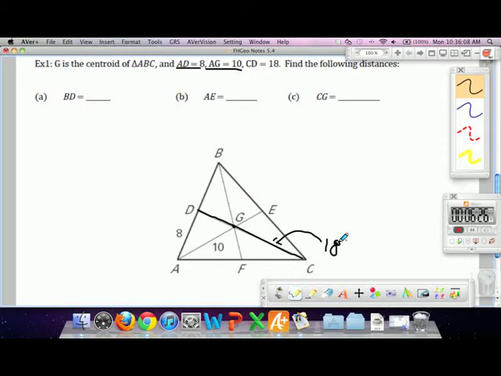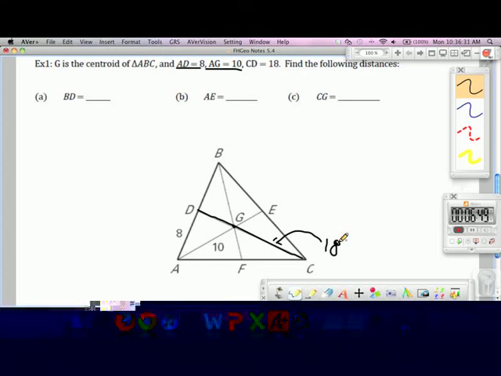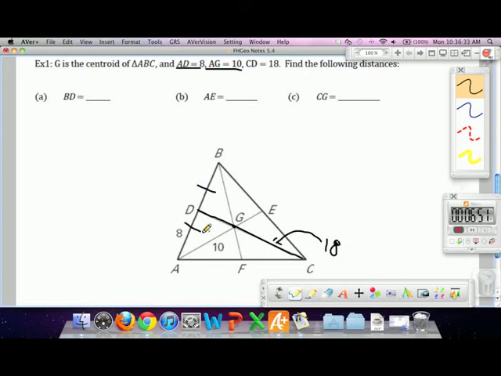What does the length of BD have to be? Someone says 8. Why 8? Because D is the midpoint of AB. Since G is a centroid, that means it's on the segment that connects the vertex to the opposite side at the midpoint. Therefore, those two segments are the same length. Therefore, BD is also 8.